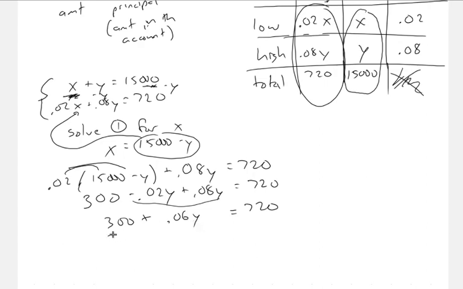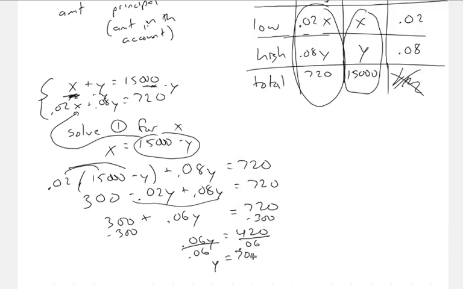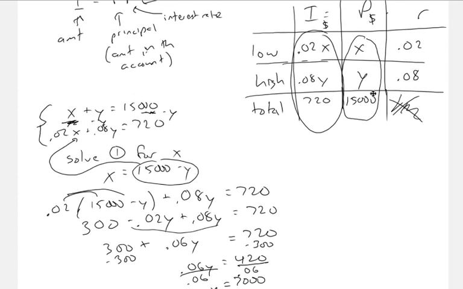Now solving for the y means subtracting 300 from both sides, giving me 0.06y equals 420, and dividing both sides by 0.06. I get y equals 420 divided by 0.06 gives me 7,000. Alright, y is the amount of money invested in the high risk account. So let's find x.